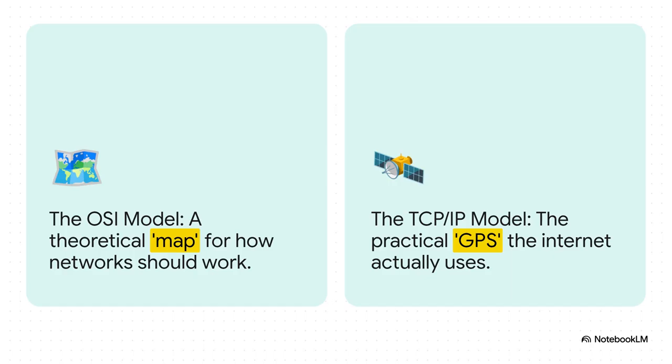Okay, here is the absolute best way to think about this. The OSI model, it's like a super detailed theoretical map of every single road, street, and alleyway that could possibly exist. It's fantastic for learning the geography. But the TCP/IP model, that's the GPS in your car. It's the practical tool that just gives you the most efficient route. It's the one everybody actually uses every single day.